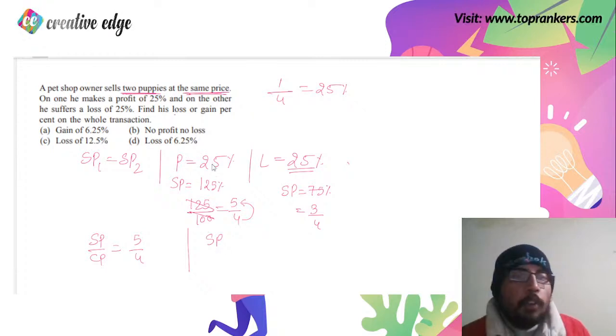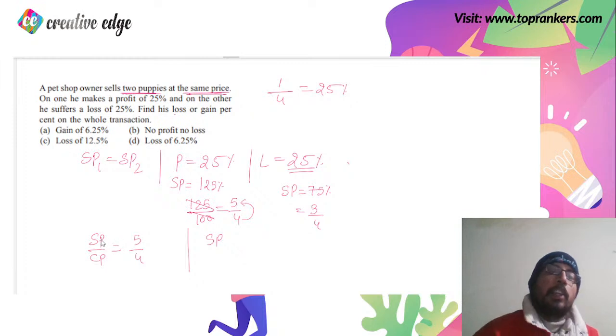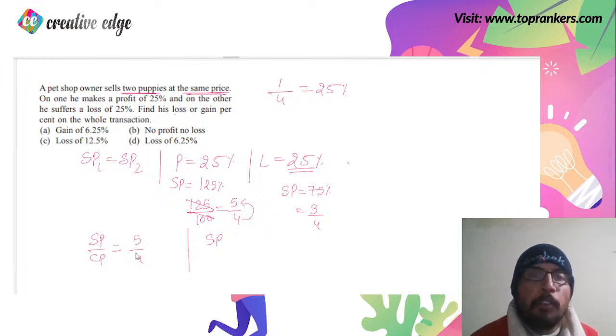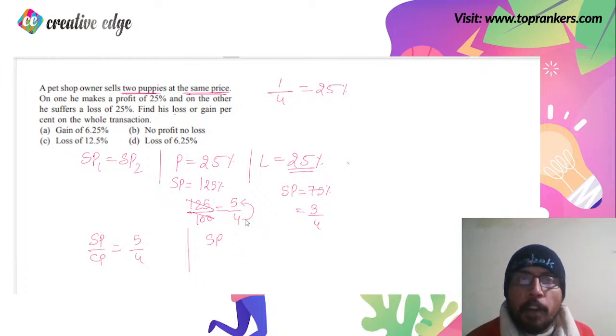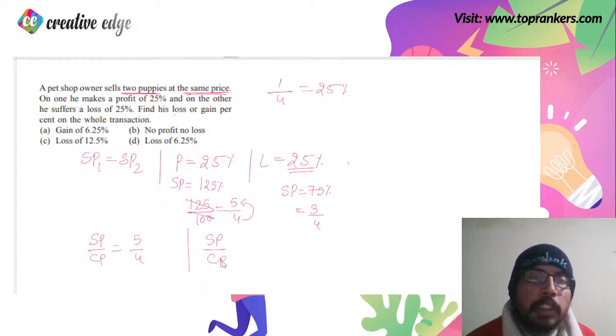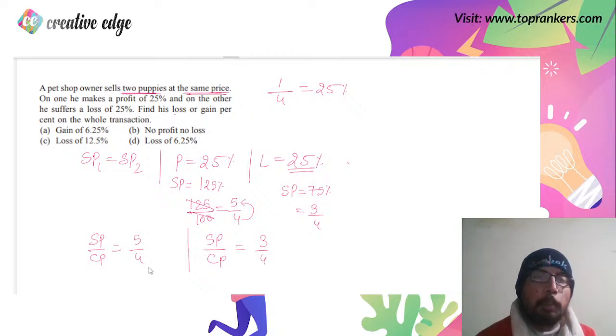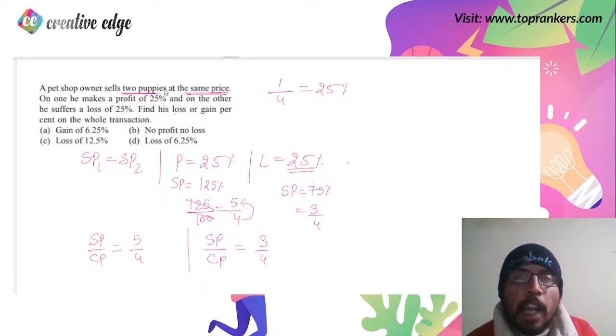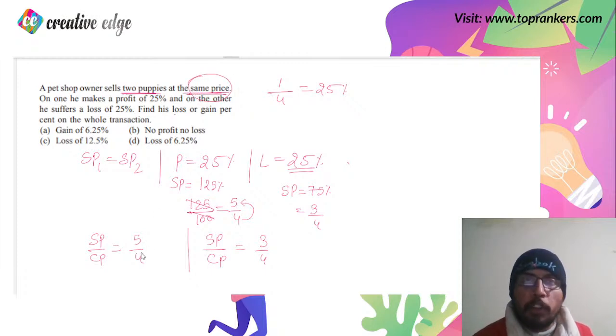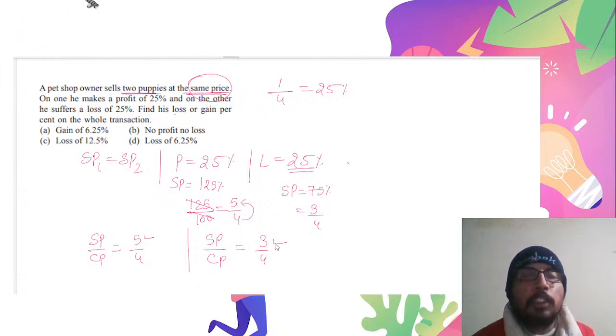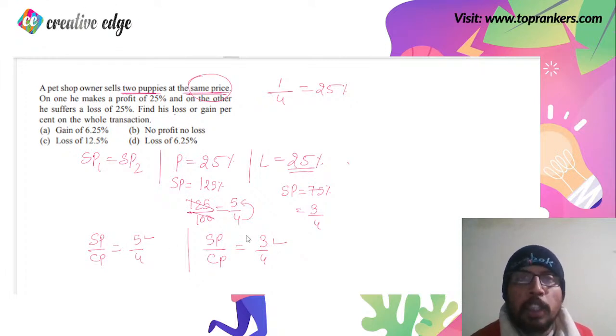So we can see that for our first case, my ratio of SP to CP is 5 by 4 and for my second case, my ratio of SP to CP is 3 by 4. These are my ratios of SP and CP. But what I have been given is that my selling price should be the same. But on our ratio scale, my selling price is 5 and my selling price is 3. Selling price to be the same.